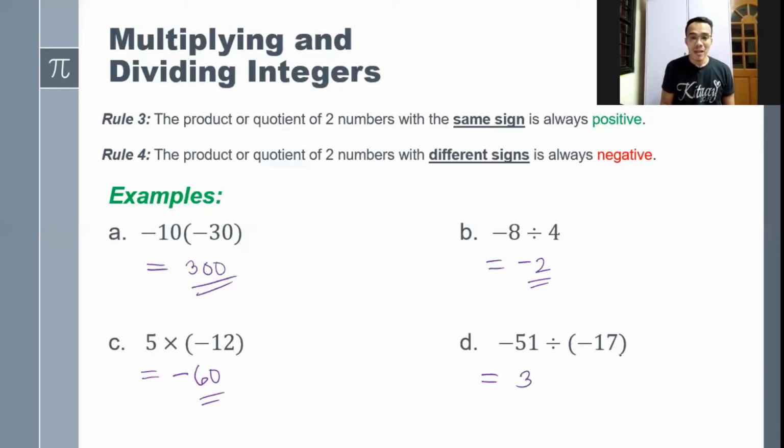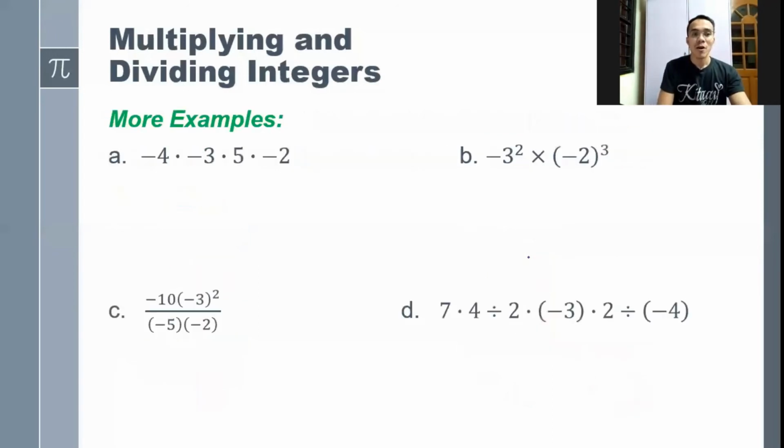By the way, if your answer here is like this, positive 3, it's still accepted. If the answer is positive, it's okay not to write the positive sign. But if the answer is negative, you must write the negative sign. Now let's have more examples.